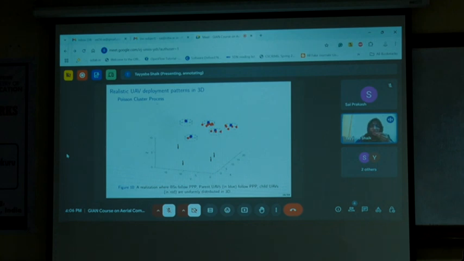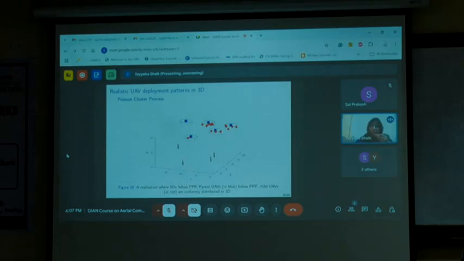A Poisson cluster process is something where you have the parent UAVs, which are marked blue in color, distributed according to a PPP, and you have child UAVs around each parent UAV distributed uniformly or using a Gaussian model. Any model, you can choose any model for that matter.